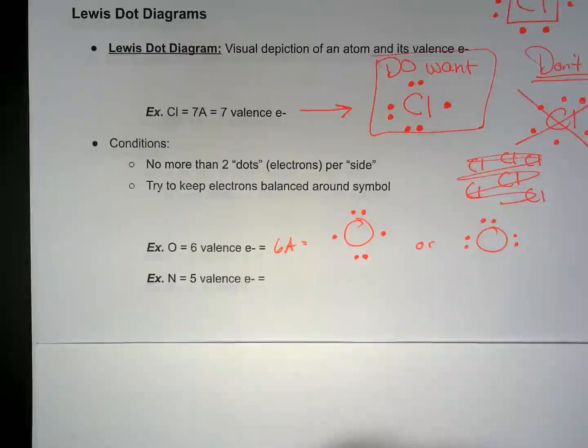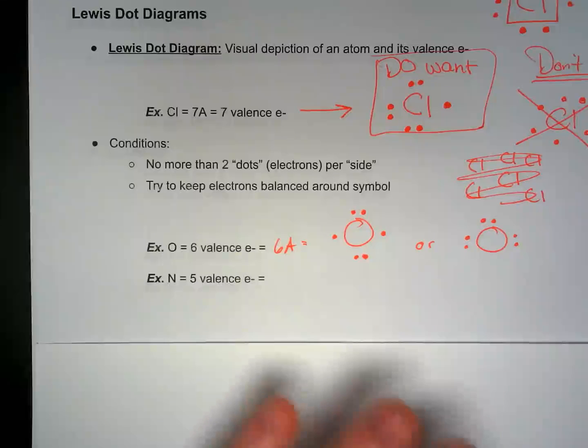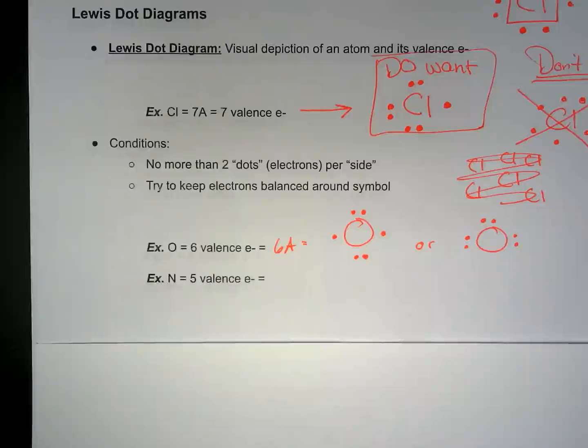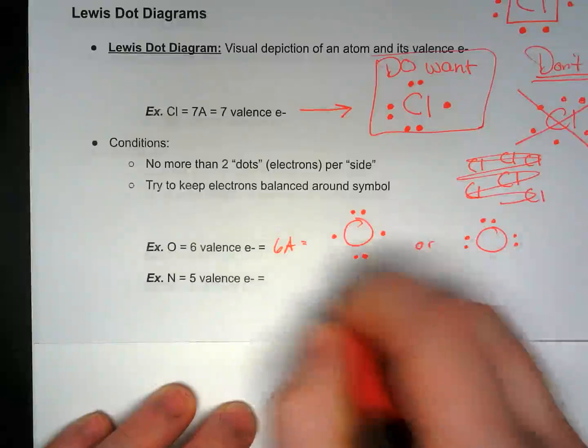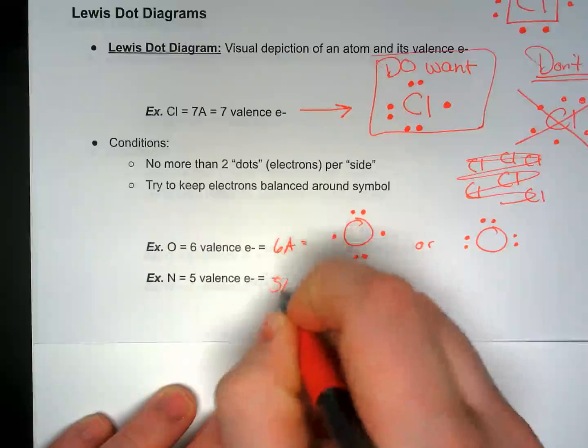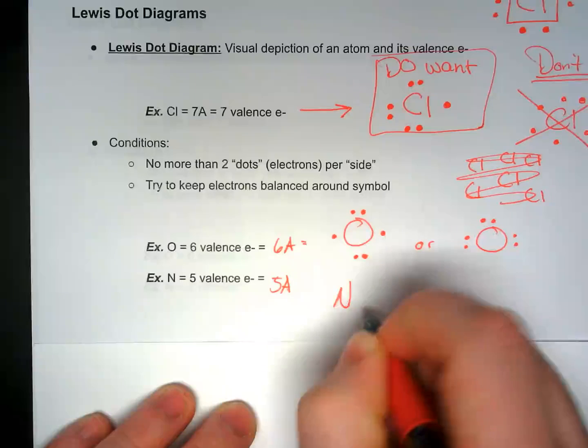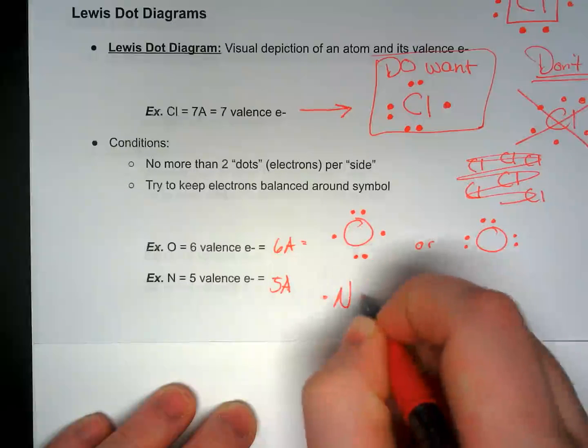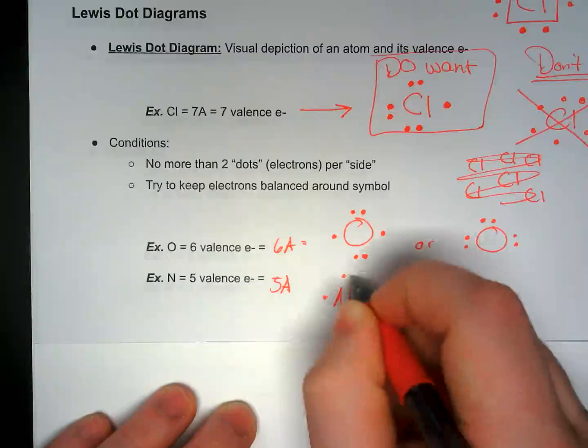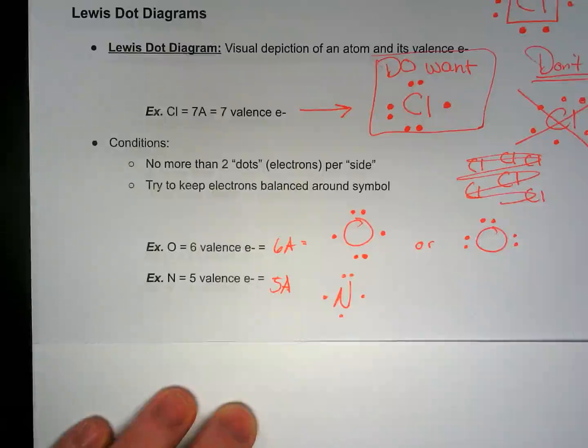In this case for oxygen, because it's an even number, there really isn't a way to mess it up, but there is for nitrogen. So let's do nitrogen. Nitrogen is in 5A. So nitrogen here, 1, 2, 3, 4, 5. Looks nice, nice and even.